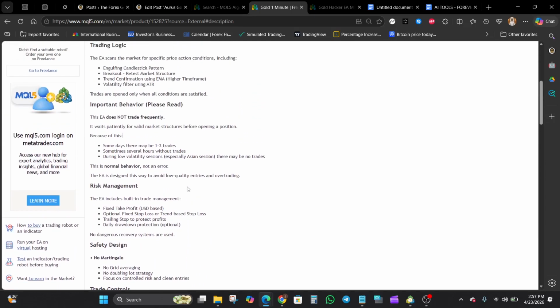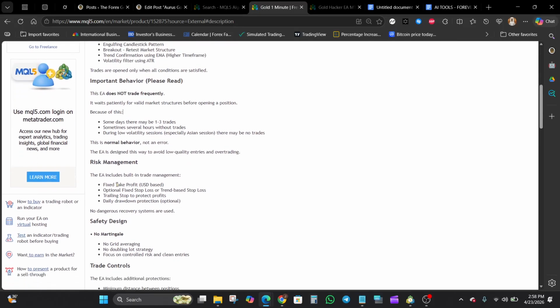Now, on the risk management side, this EA uses fixed take profit. We can see that here, and optional stop loss, either fixed or trend based, and also trailing stop. What this does is give the EA flexibility. The fixed take profit ensures consistency, while the trailing stop allows it to lock in profits if the market extends further than expected. There is also daily drawdown protection, which is actually a strong feature for controlling risk over time.